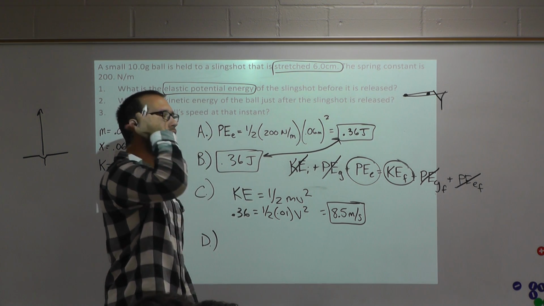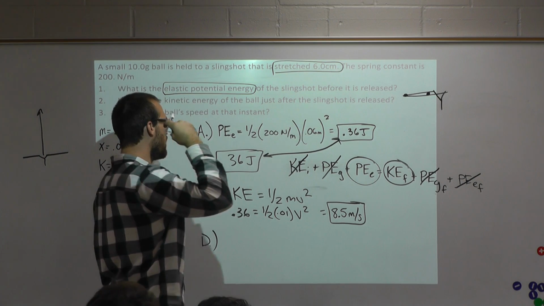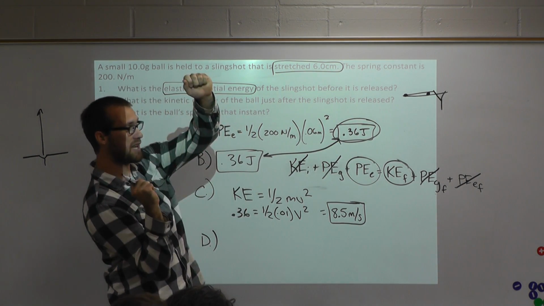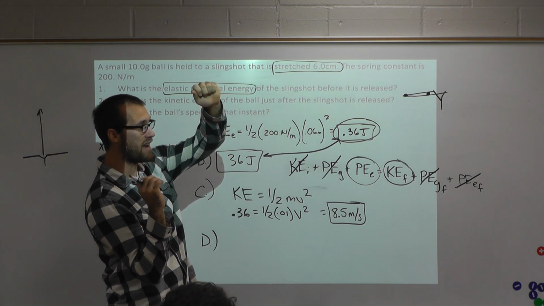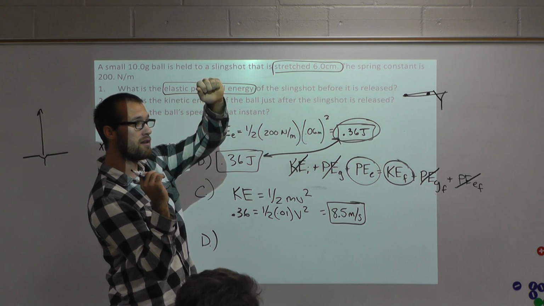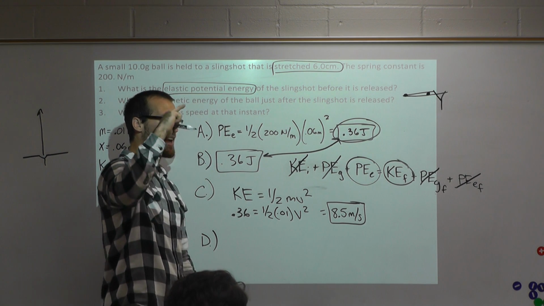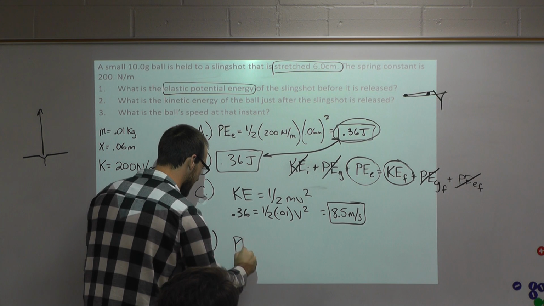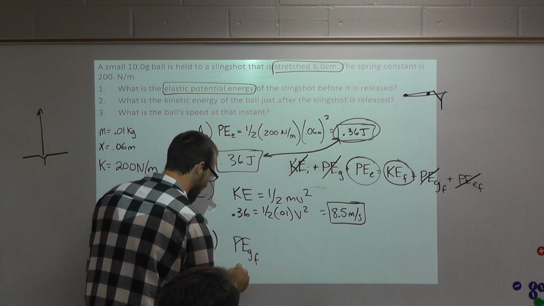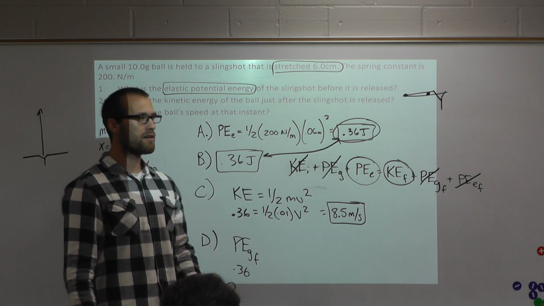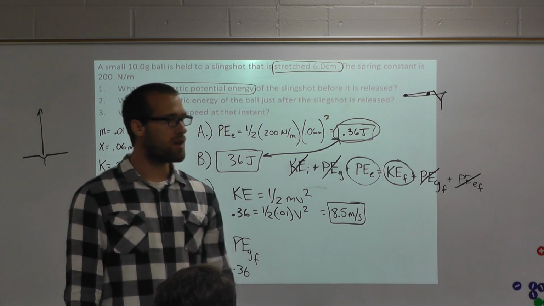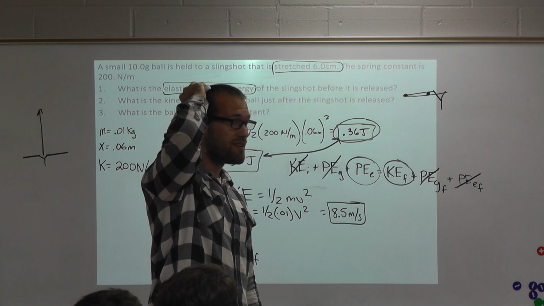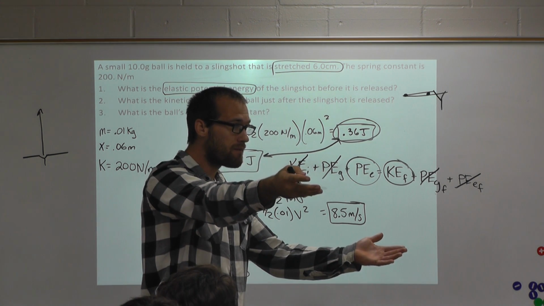Alright, let's think abstractly here. Initially I have this much energy due to elastic before I've let it go. Then I let it go. All that energy gets converted to what? Kinetic. And as it's going up, all that kinetic energy is getting converted to potential. So isn't our PE final also 0.36? Yes. Because at the top of the peak, what is your kinetic energy? It's 0.